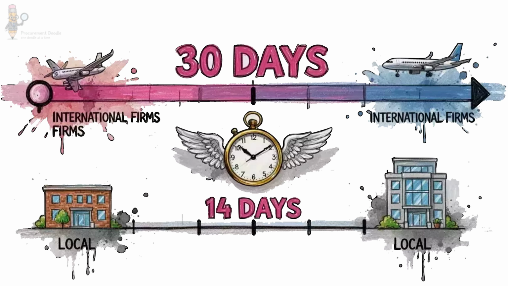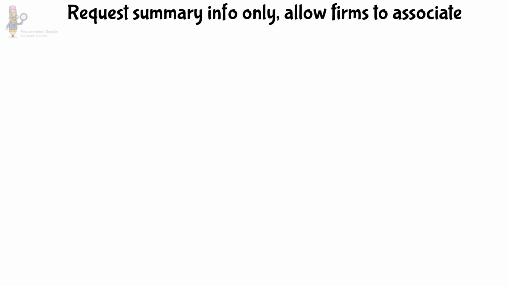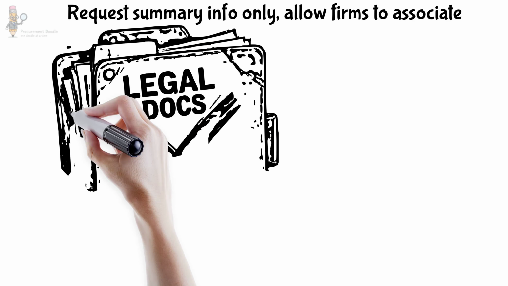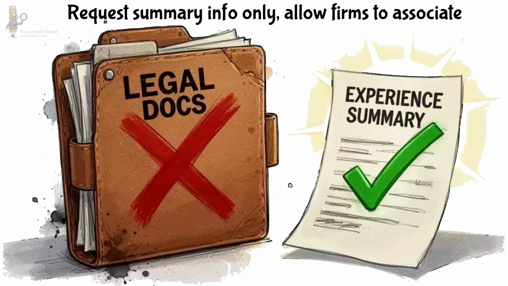Provide at least 30 days for responses when international organizations are expected, and at least 14 days for all other cases. Do not request legal documents like incorporation certificates at this stage. Only summarized information on experience and capabilities. A shortlisted firm may associate with others to gain full expertise, but must obtain PE approval for joint ventures or associations with other shortlisted or non-shortlisted firms.